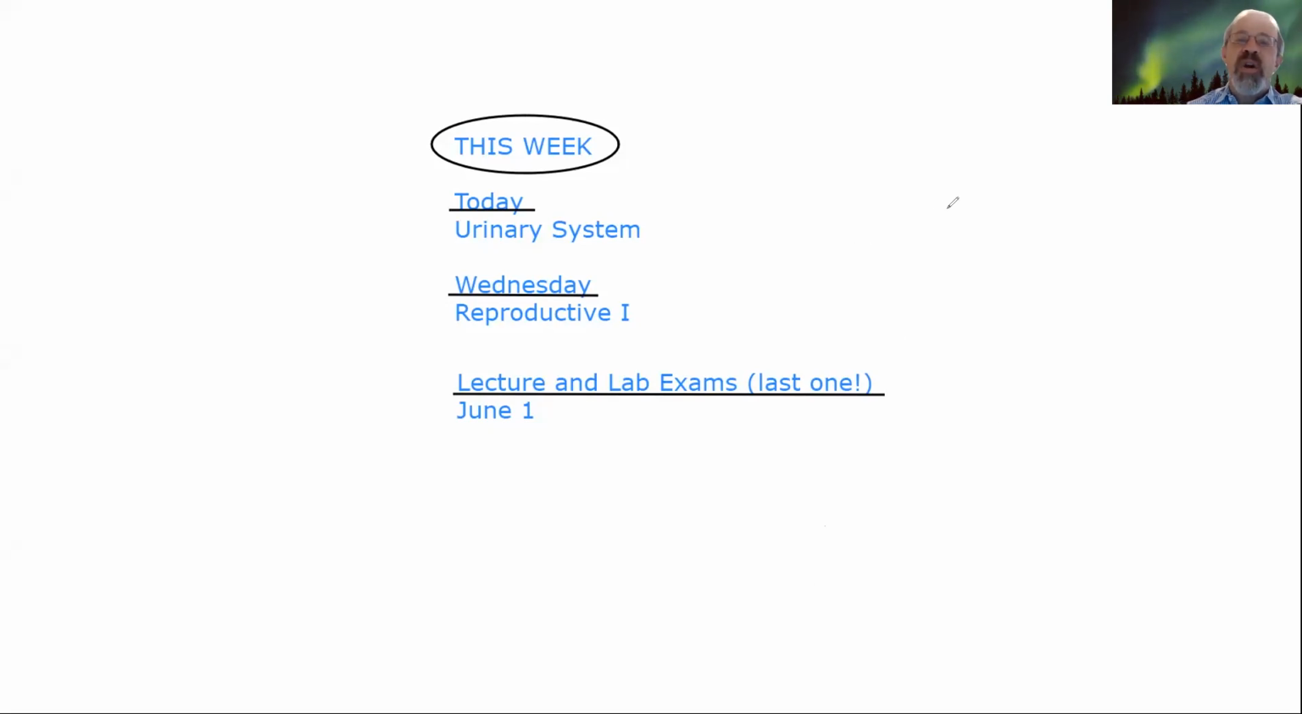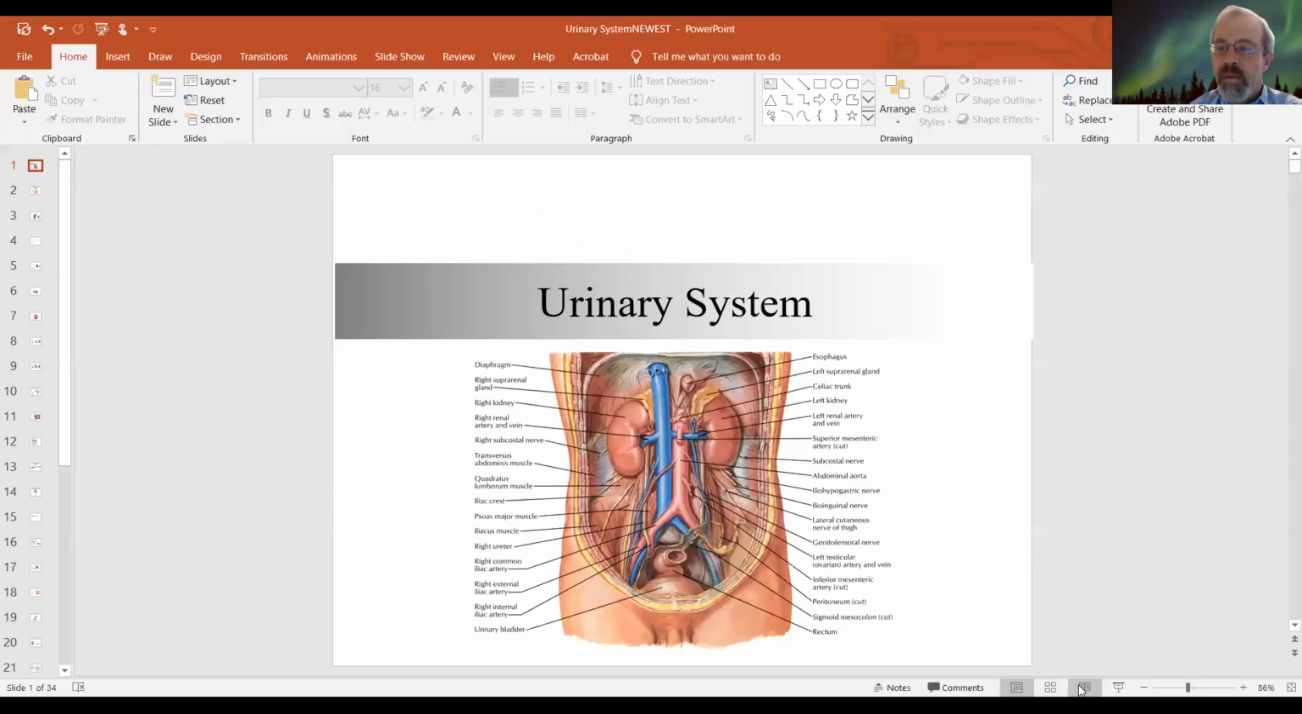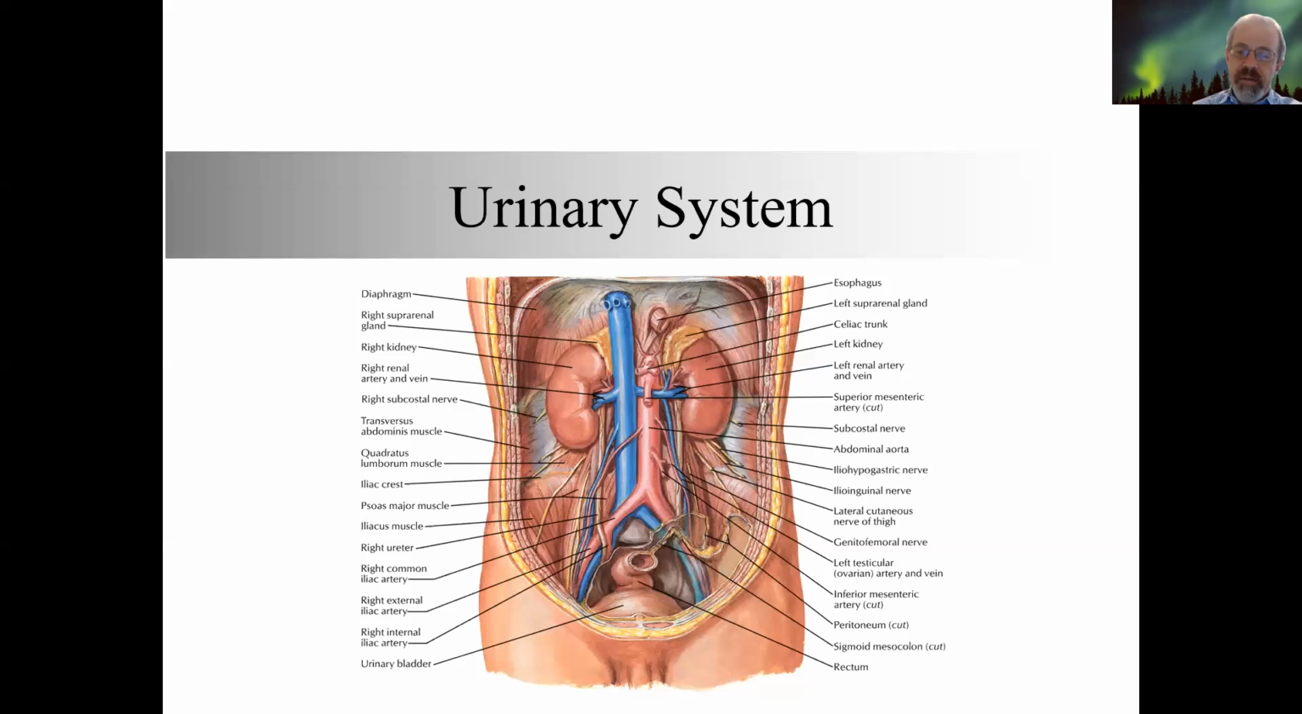And so today we're going to start with the urinary system. All right, a little ragged opening there, but we'll get going. All right, so urinary system.